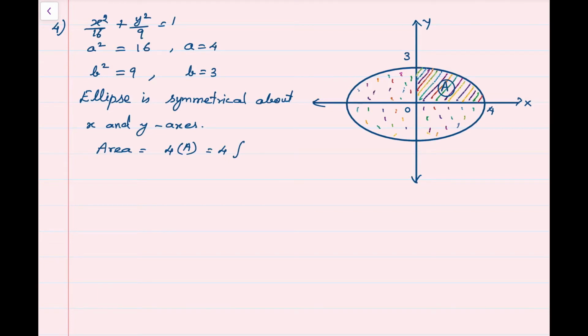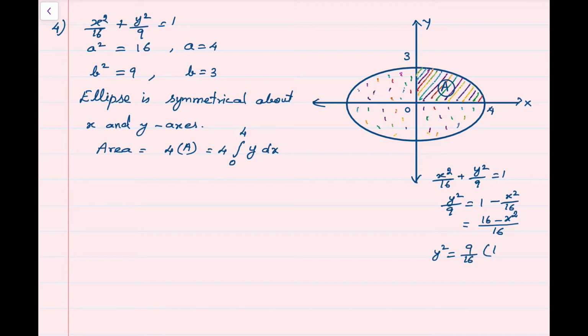We can do integration with respect to x or with respect to y. In this case, we will do with respect to x. The x limits are 0 to 4, y dx. We have to find y from the ellipse equation. Ellipse equation is x square divided by 16 plus y square divided by 9 is equal to 1. Therefore, y square by 9 is 1 minus x square by 16. Take LCM to avoid the coefficient for the x term. Therefore, y square is 9 divided by 16 times (16 minus x square).